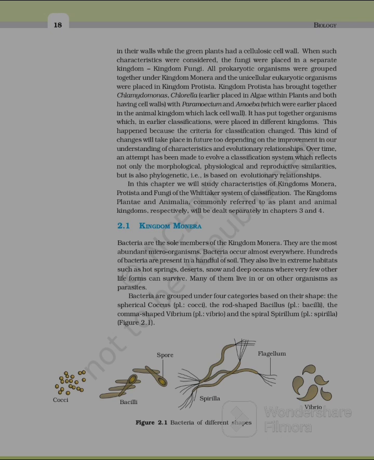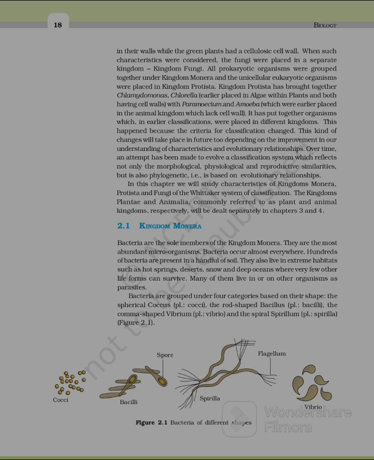It has put together organisms which in earlier classification were placed in different kingdoms. This happened because the criteria for classification changed. This kind of change will take place in future too, depending on the improvement in our understanding of characteristics and evolutionary relationships. Over time, an attempt has been made to evolve a classification system which reflects not only the morphological, physiological, and reproductive similarities but is also phylogenetic, that is, based on evolutionary relationships.